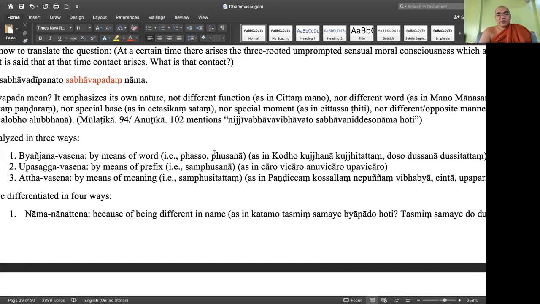Another is Upasagga Vasena, by adding a different prefix. So for the phaso, when the Buddha said phaso pusana, sampusana, by adding the prefix sam to the pusana, then we have another interpretation, another definition of the same word, phasa. And then for example here also, vijara, vidago vijara or something like that.